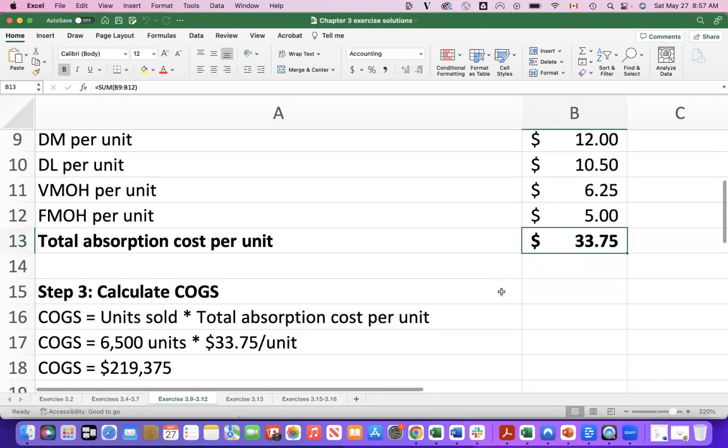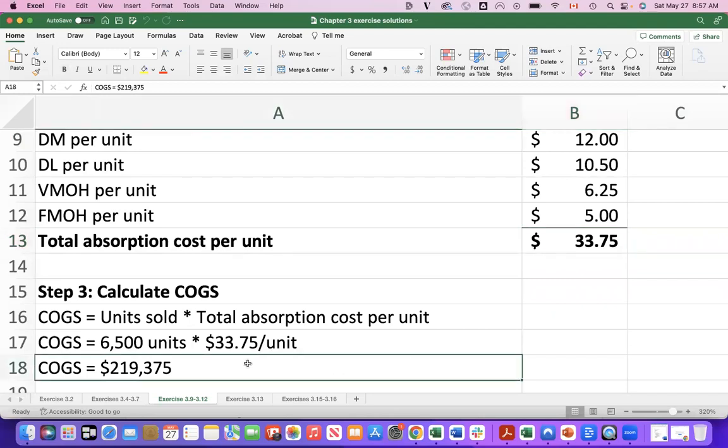Now it wants us to calculate cost of goods sold. So under absorption costing, we're just simply going to take the units sold, which will obviously be the same regardless of what method we're choosing, which was 6,500 units. And we're going to multiply it by our absorption cost per unit, which we just calculated to be the $33.75. We go through the math there. We get a cost of goods sold of $219,375. And again, that would be in your absorption costing income statement, the amount you would see for cost of goods sold.